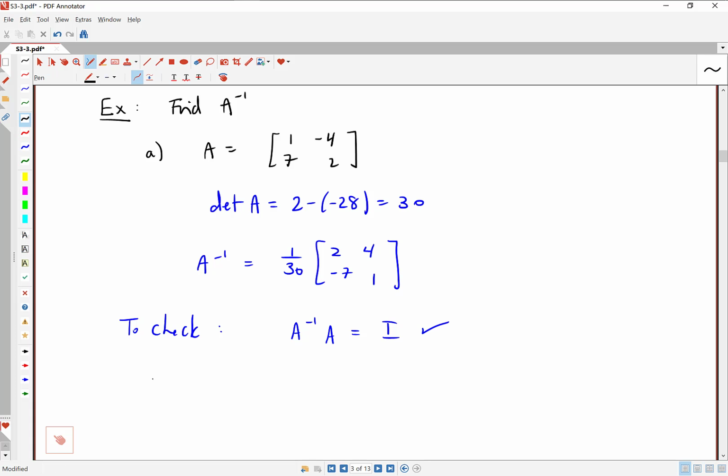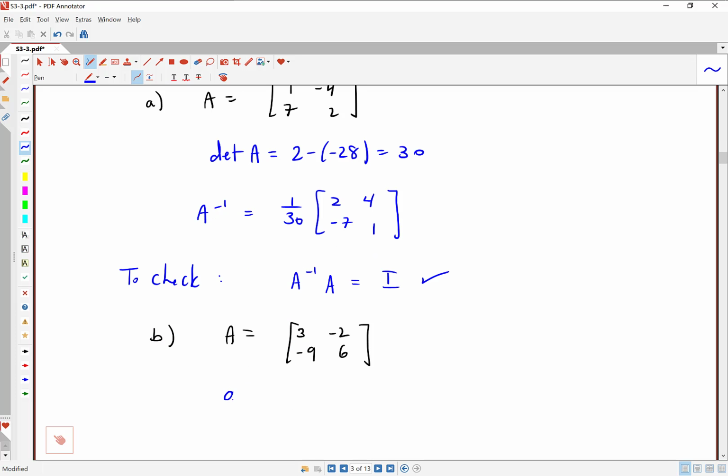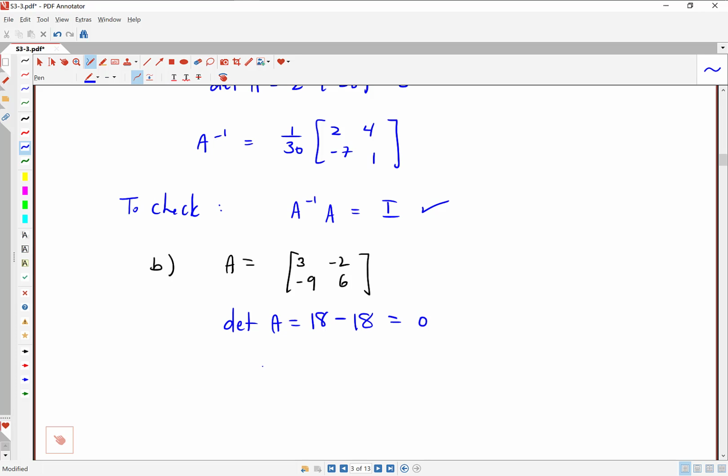Okay, let's try a part B. Let's say our matrix A looks like this. So let's calculate our determinant of A. Forwards product 18 minus the backwards product, which is 18, gives us a determinant of 0. Okay, if the determinant is 0, that means A inverse does not exist. So you can say A inverse is undefined. That's one way to say it. You could say A inverse does not exist. Or yet another way to say it, you could say the original matrix A is not invertible.